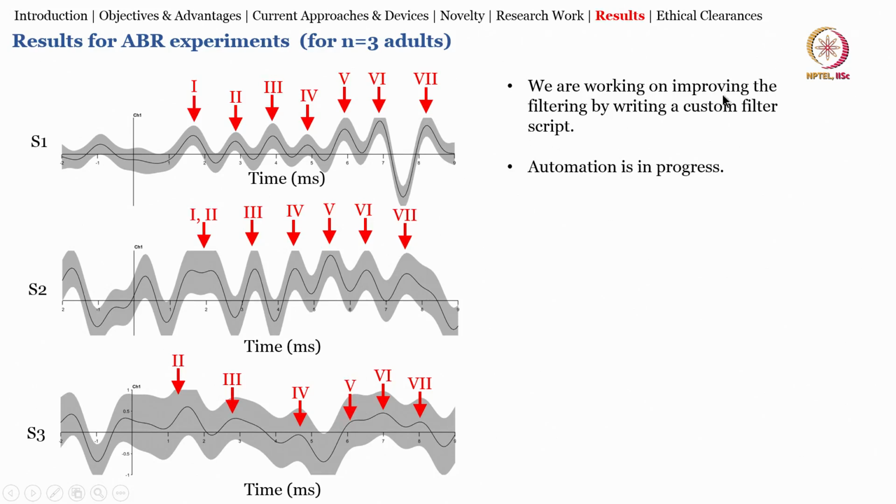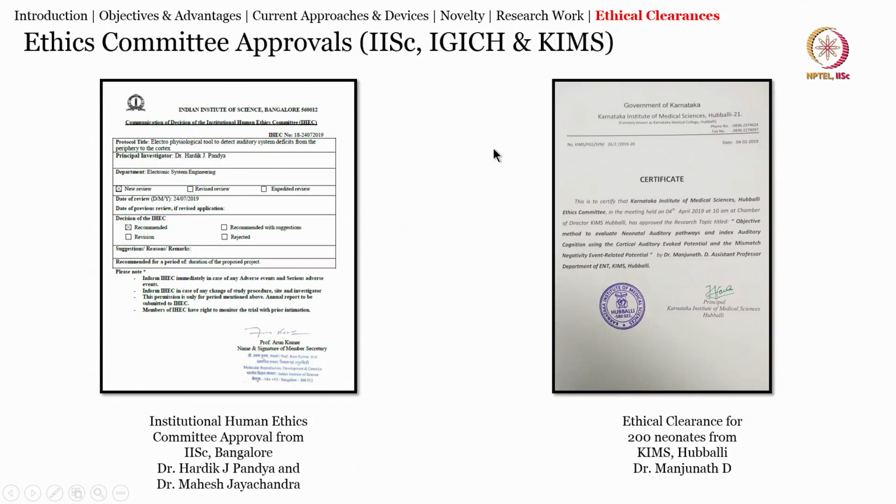We are working on improving the filtering by using a custom filter script, and automation is also in progress. So, these are some of the things on how we get it done. Now, like I said, ethical committee clearance is very important. Without this clearance, you should never use any human subject or even samples from a human subject. Without ethical clearance and without consent, it is prohibited, it is not allowed, it is against the ethics. So, it is always good to get the ethical clearance before you start working on it.